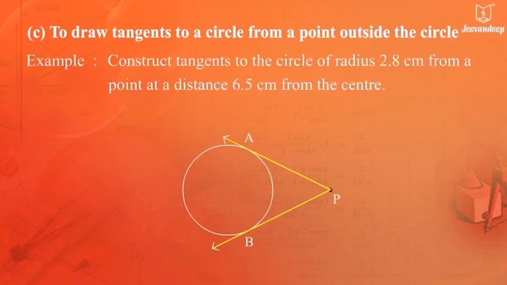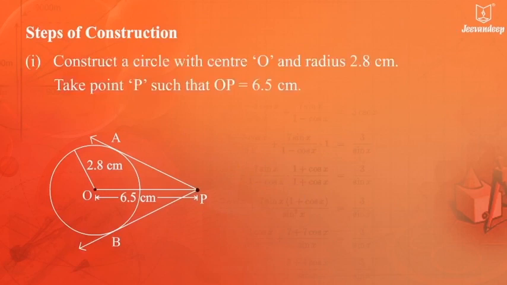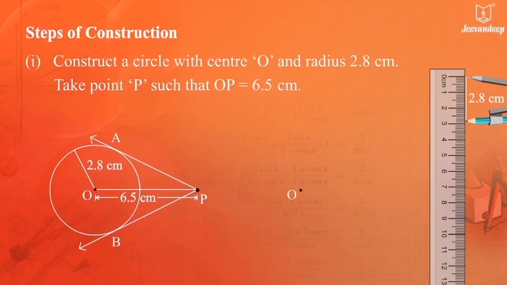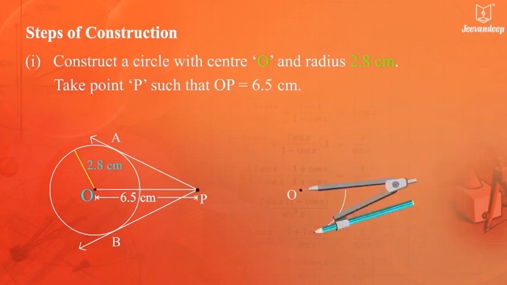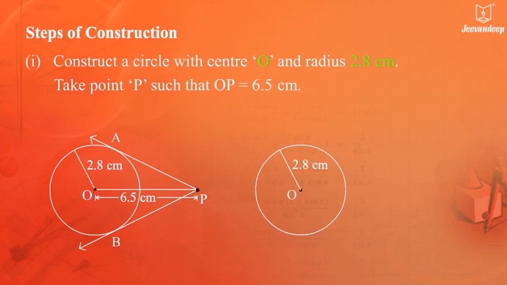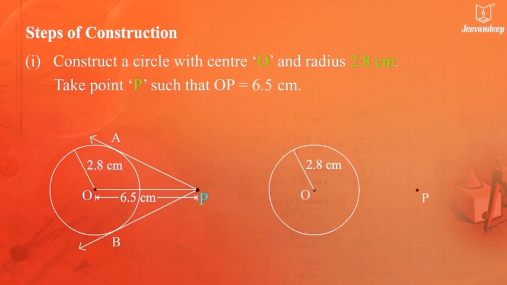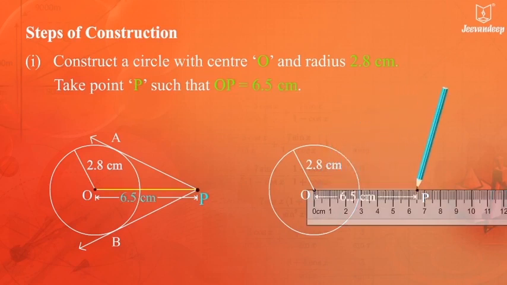C. To draw tangents to a circle from a point outside the circle. Example. Construct tangents to the circle of radius 2.8 centimeters from a point at a distance 6.5 centimeters from the center. Steps of construction. 1. Construct a circle with center O and radius 2.8 centimeters. 2. Take point P such that OP equals 6.5 centimeters.